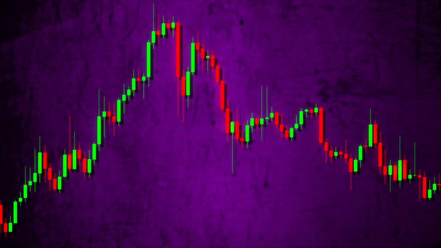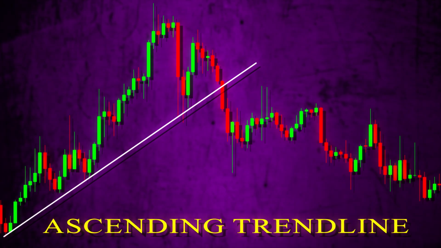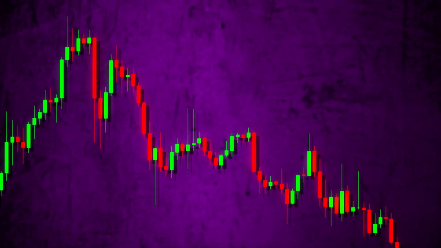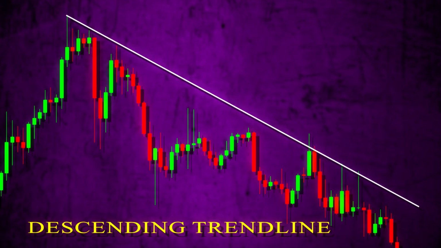In their most basic form, an uptrend line is drawn along the bottom of easily identifiable support areas. This is known as an ascending trend line. In a downtrend, the trend line is drawn along the top of easily identifiable resistance areas. This is known as a descending trend line.